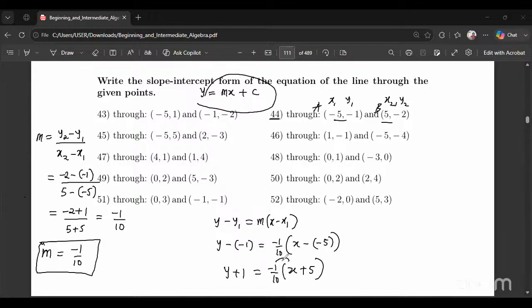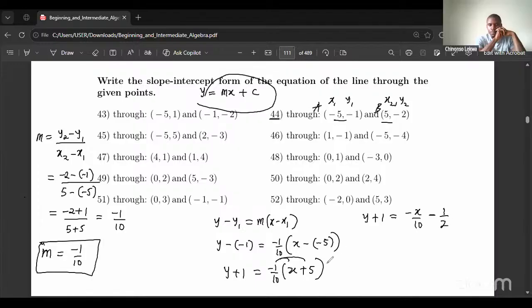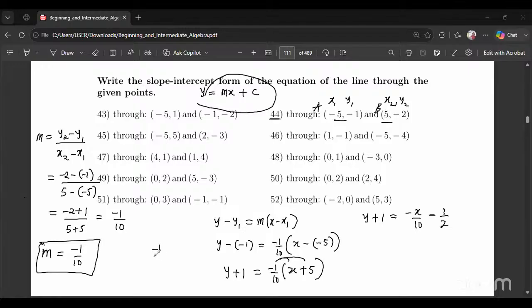So I'll distribute with the -1/10, and so I'll be having y plus 1 is equal to -x/10. And when you distribute -1/10 by 5, you'll be having -1/2. See what is happening. Just like you have -1/10 multiplied by 5. The 5 here is 1. 5 divided by 10 is 2. So that's how we got the -1/2.